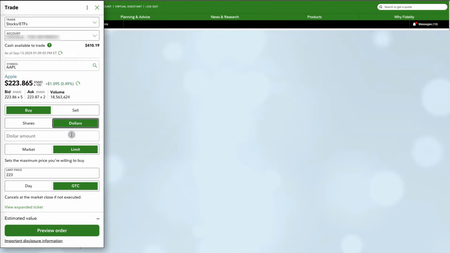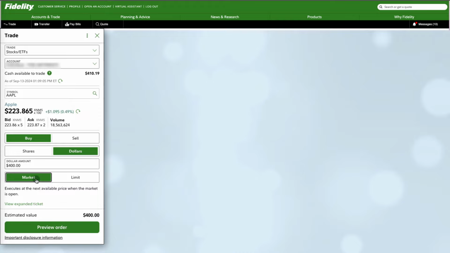I'm going to pick the dollars option and enter 400, knowing I have 410 in my account. I don't need to calculate how many shares that is. Fidelity does it for me. After that, I can still choose the order type, market or limit.